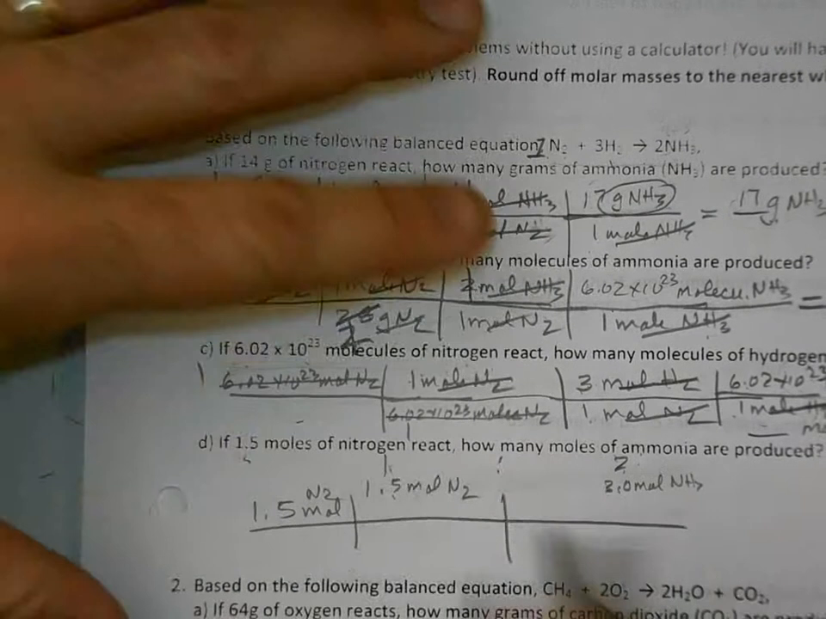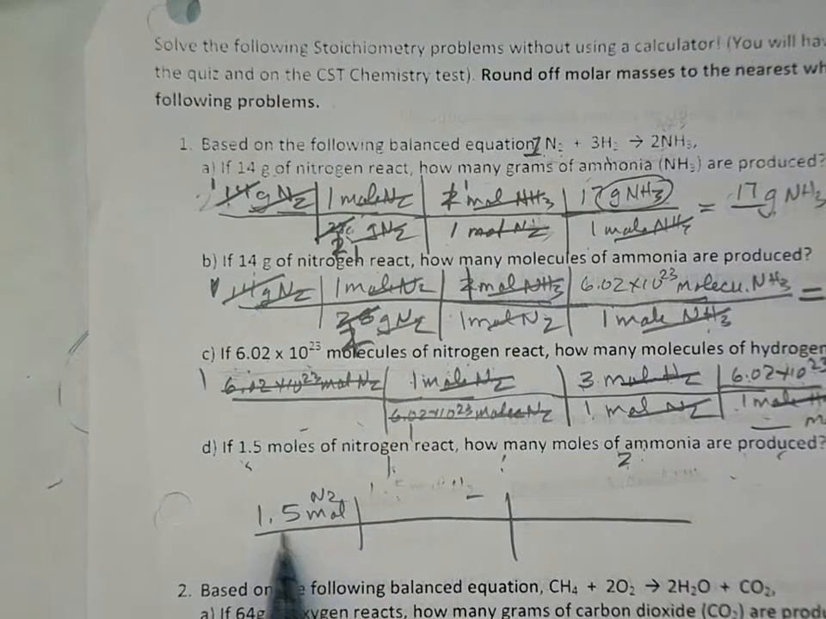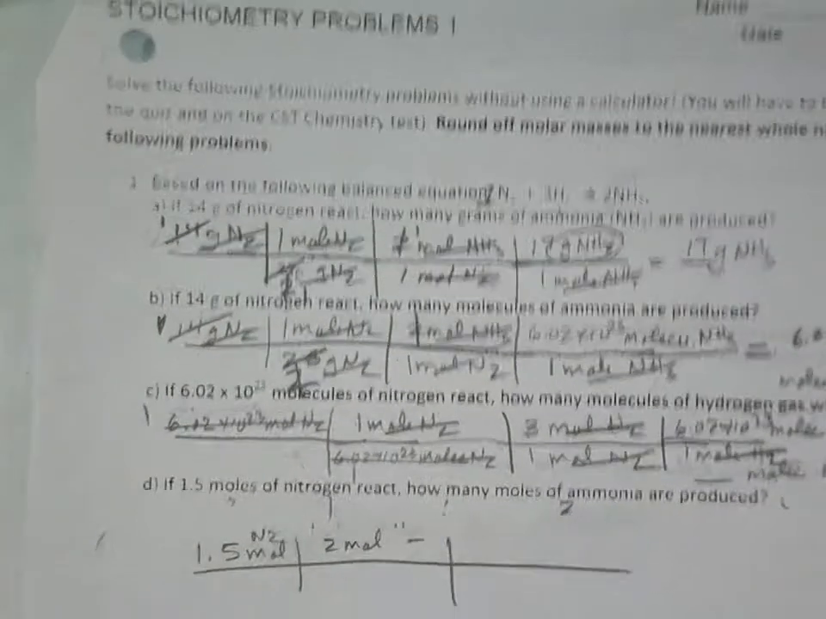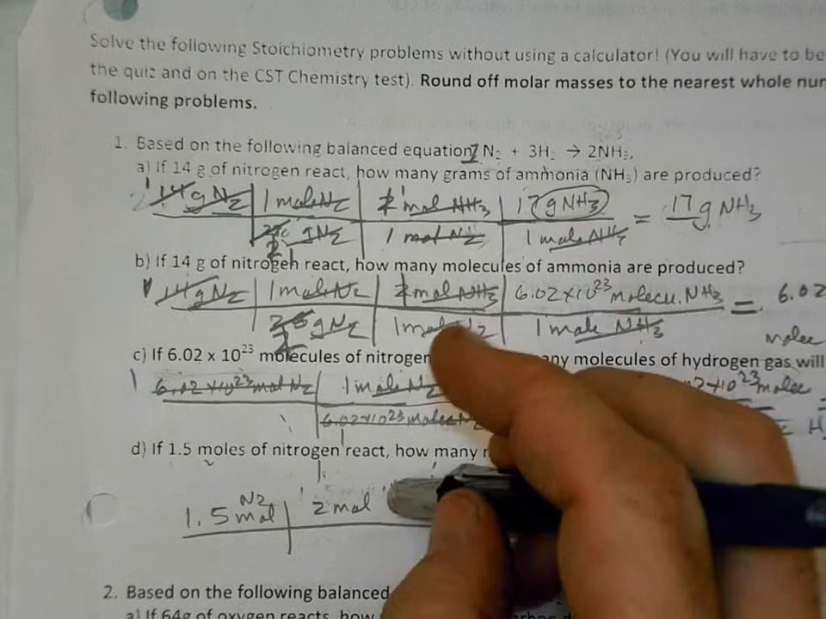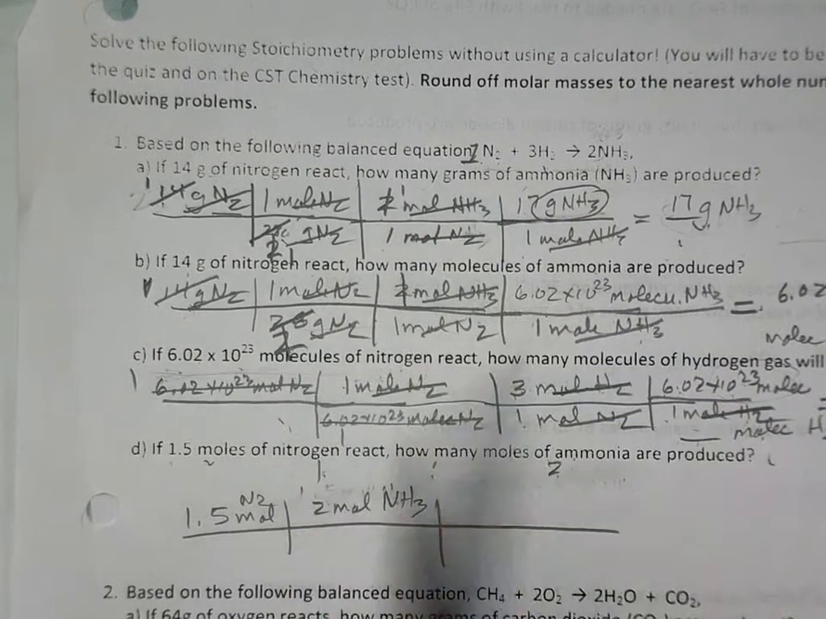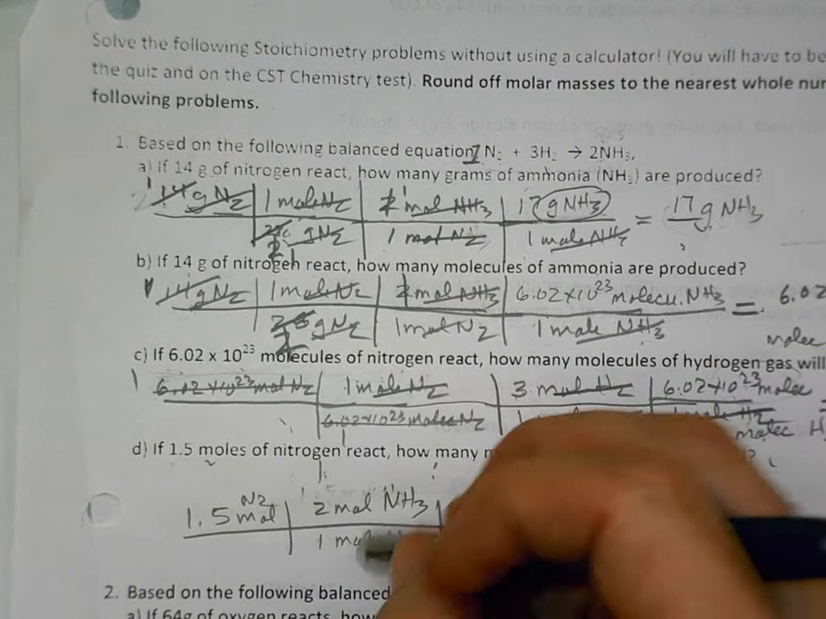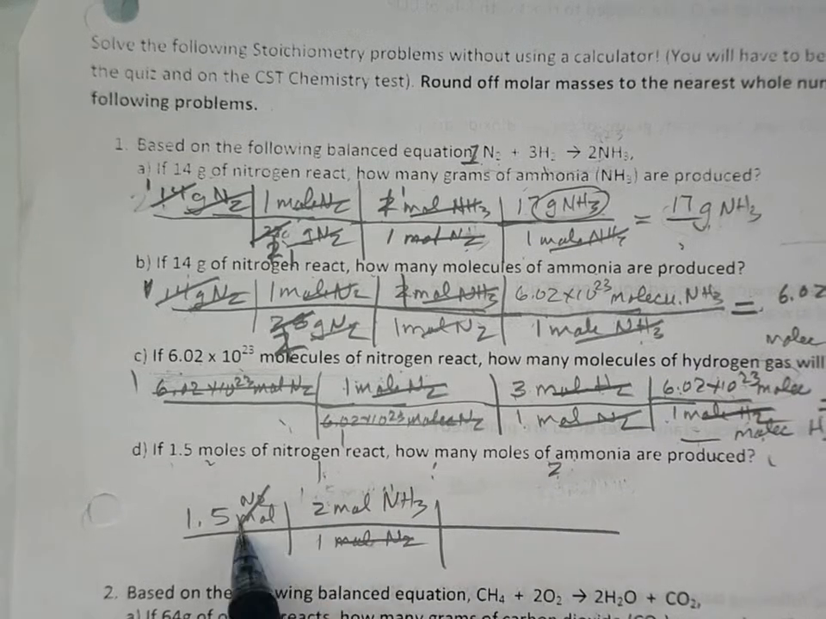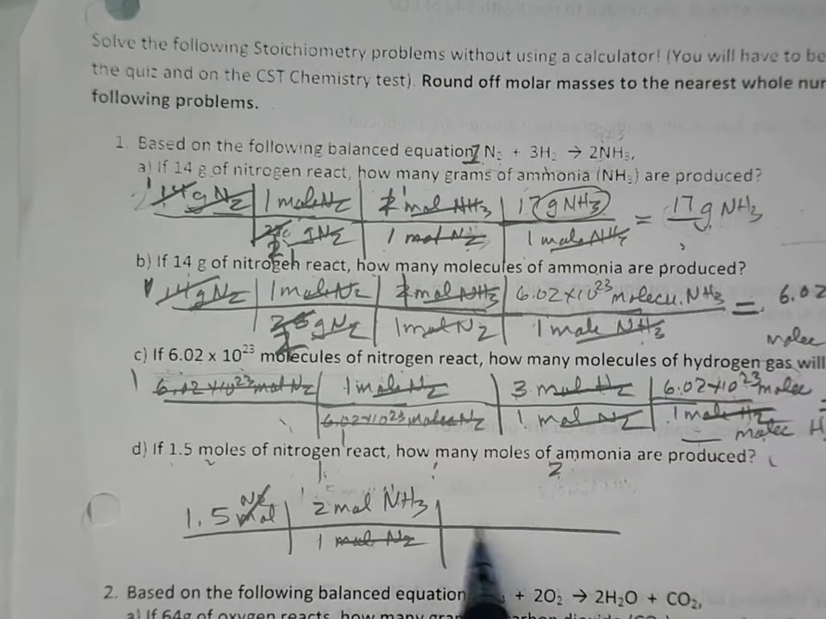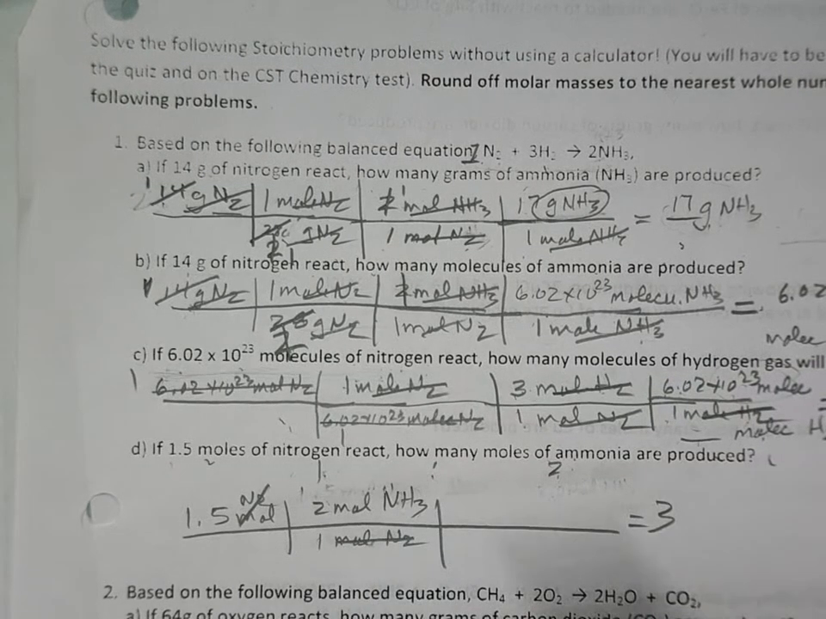Let me get this out of the way so it's not distracting us now. And now we're just setting up the molar ratio. We need moles of NH3. We have 2 moles of NH3, and we have 1 mole of N2 in the balanced equation. These just cancel out. And we end up with 1.5 times 2, which will equal what? 3 moles of NH3.